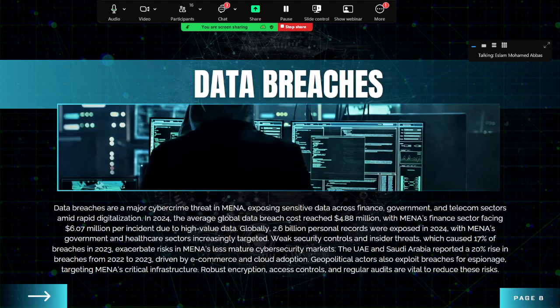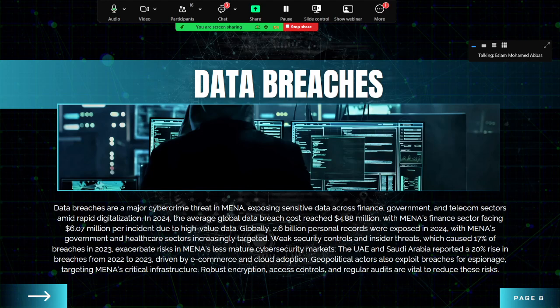So we can next go to data breaches. Data breaches are a major cybersecurity crime threat in the MENA region because of ransomware attacks. A lot of credentials and a lot of data are exposed. So data breaches let hackers get this data and use it for next attacks, or to run phishing campaigns.